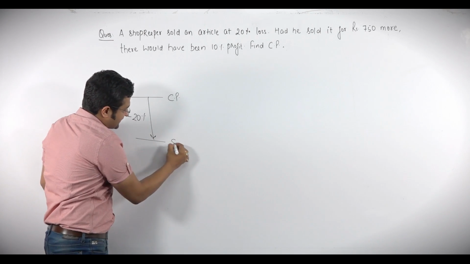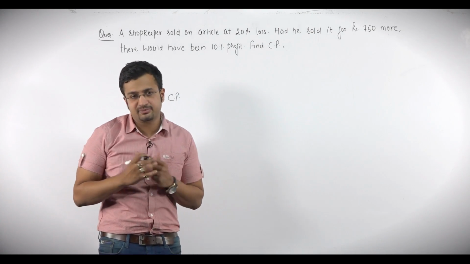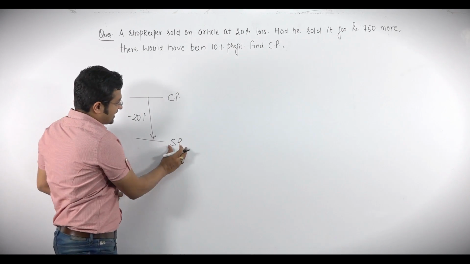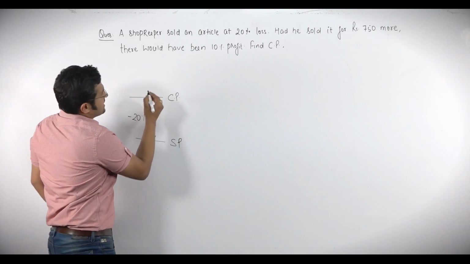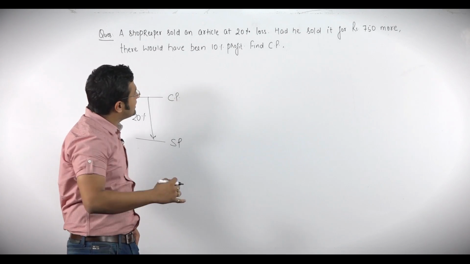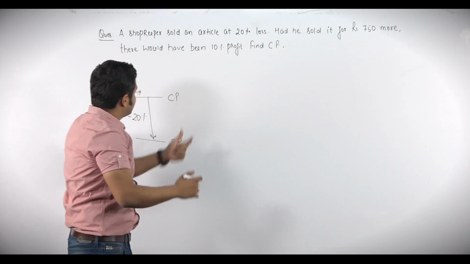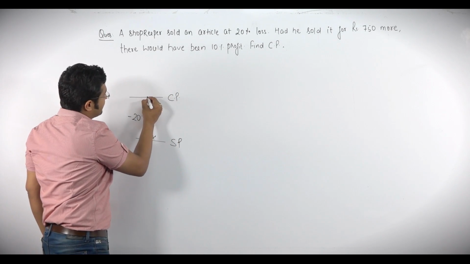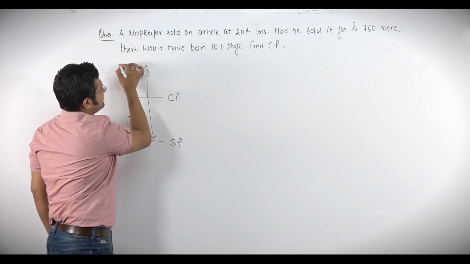That means here is our selling price. When the loss is there, selling price must be less than cost price. So selling price is below cost price, and how much below? 20% below cost price. Now in the next case, he sold the article at 10% profit. It simply means he sold the article at 10% above the cost price.